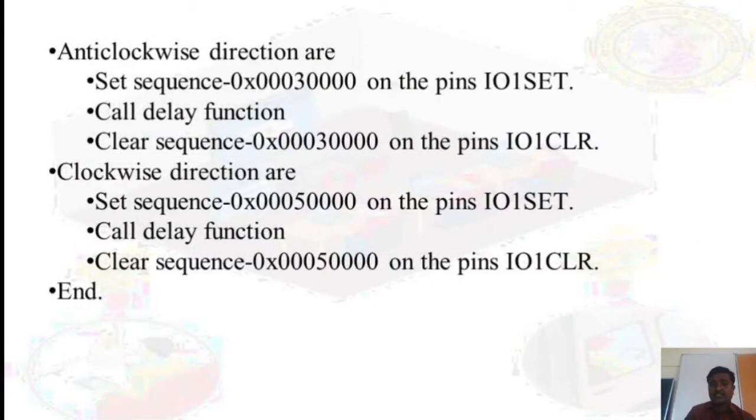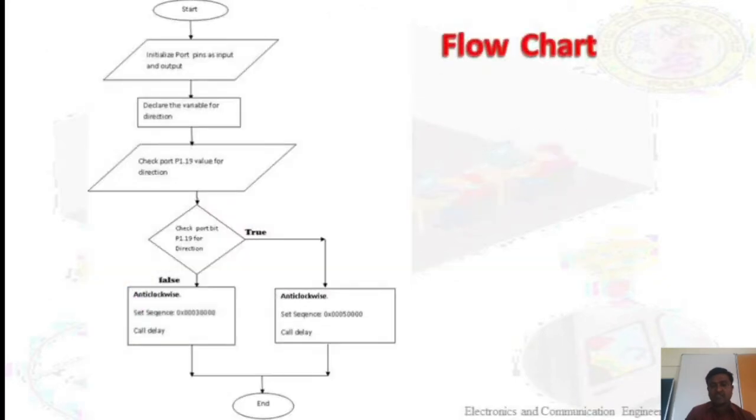For the anti-clockwise direction, set the sequence 0x00030000 on the pins IO1SET, call the delay function, then clear the sequence using the same value 0x00030000 on the pins IO1CLR. For the clockwise direction, set the sequence 0x00050000 on the pins IO1SET, call the delay function, and clear the sequence 0x00050000 on the pins IO1CLR. End of the program.